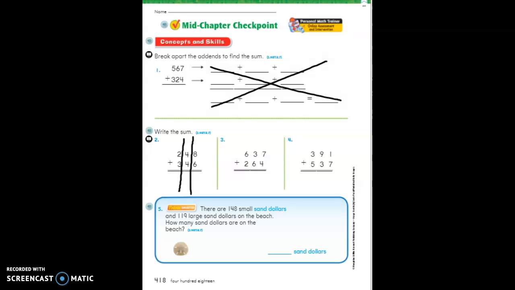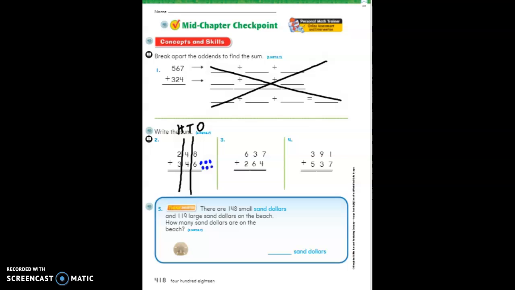We'll draw my lines to separate my hundreds, tens, and ones. We're going to start in the ones place. So we have 8 plus 6. We always start with the bigger number if you don't know this math fact, the bigger number in your head, and then add up 6 more. If you know it, go ahead and write it.